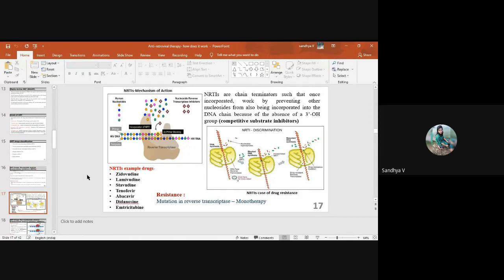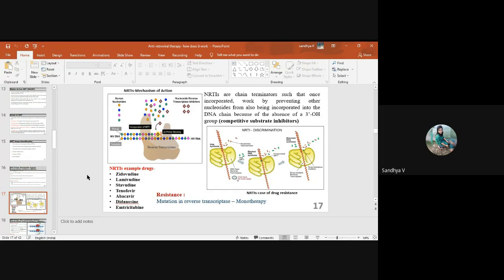So this drug gets incorporated in the place of human nucleotides, and there it will stop the DNA synthesis. So it acts as a chain terminator. Because of the absence of the 3-OH, which is essential for DNA elongation, it will stop there itself. So DNA elongation will not happen, and there won't be conversion of viral RNA into double-stranded DNA. So it acts as a competitive substrate inhibitor. The drugs that come under NRTIs are zidovudine, lamivudine, tenofovir, and didanosine.